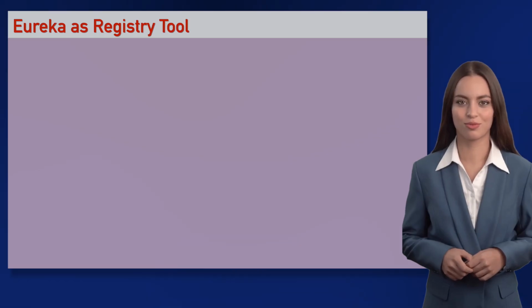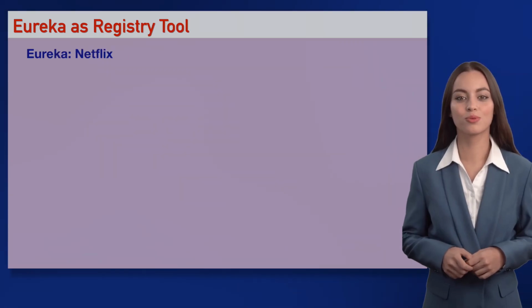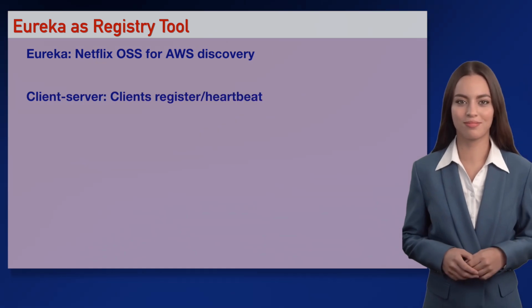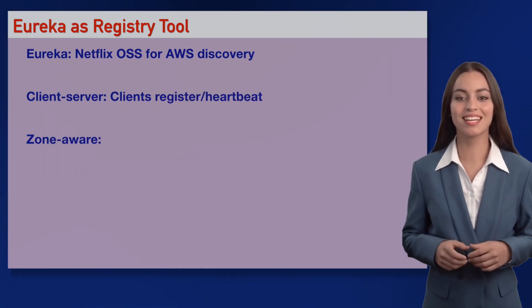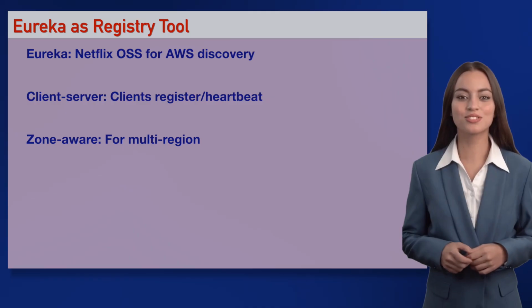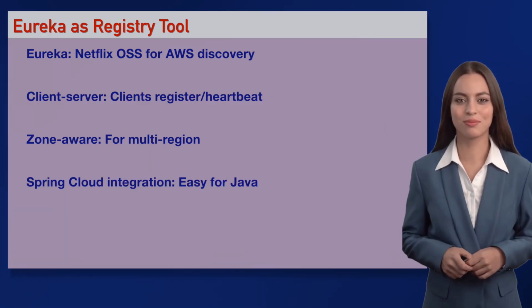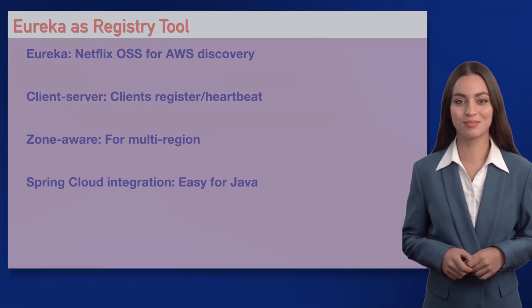Eureka as a registry tool. Netflix's open-source Eureka is designed for AWS, but works generally, with clients registering and sending heartbeats to servers. It's zone-aware for multi-region deployments with replication. Integrates seamlessly with Spring Cloud for Java microservices ecosystems.